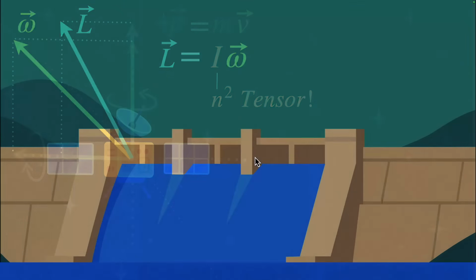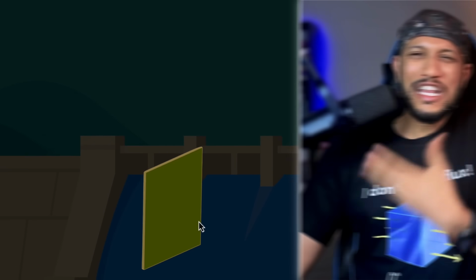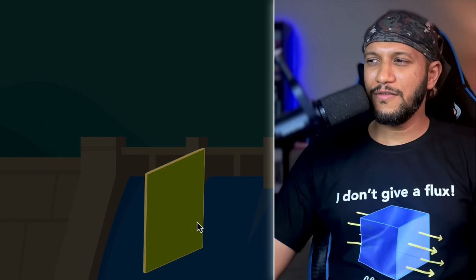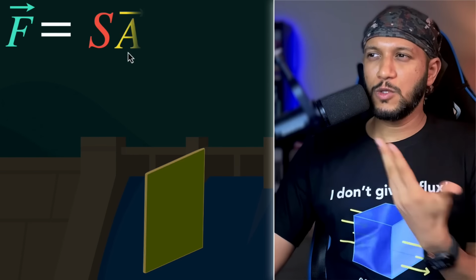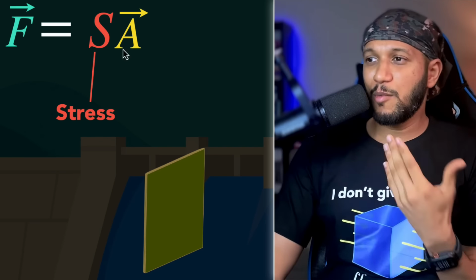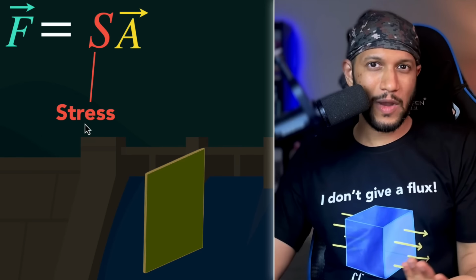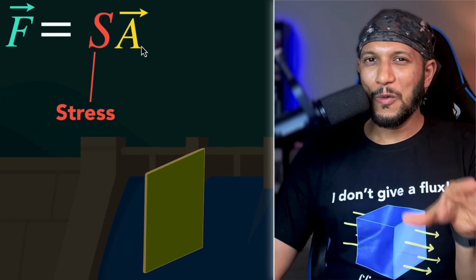Next up, look at this dam. There are a ton of forces that are acting on it. But if you take a cross-sectional area, then in general, if this area is small enough, the force acting on a cross-sectional area can be written to be proportional to the area. That makes sense, right? Bigger the area, more the forces. And the proportionality constant is called the stress. Now comes the big question. Are forces and area always aligned?